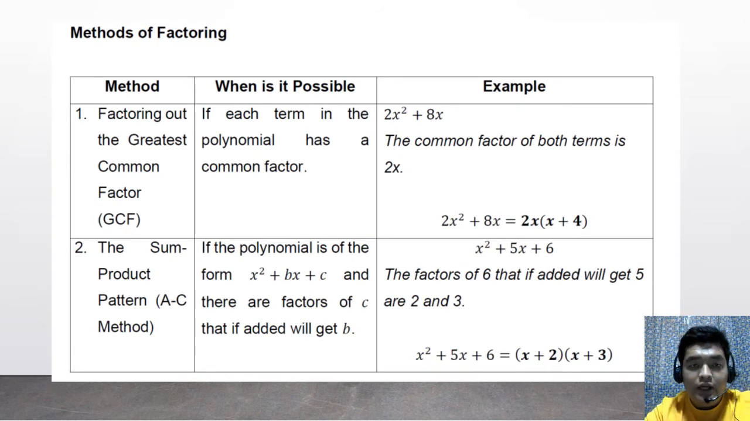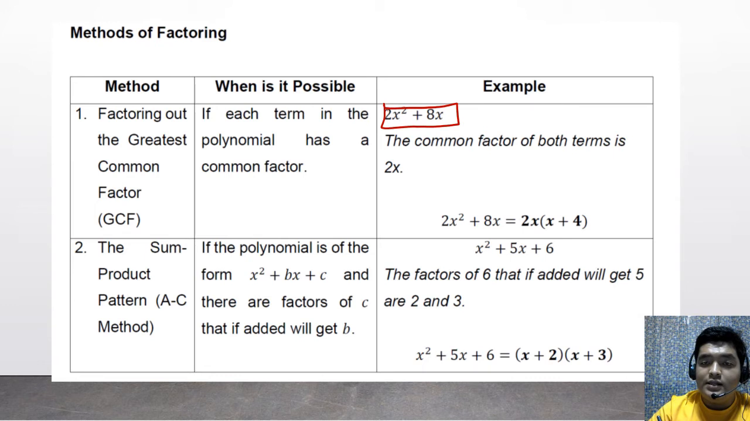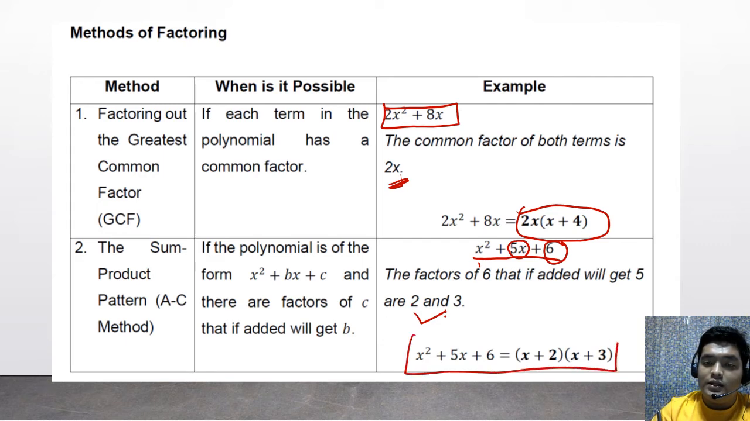So for methods of factoring, we have factoring the greatest common factor. So this is just a short review, no? So if you have 2x squared plus 8x, you have to factor out the common factor, which is 2x, no? 2 and 8. So this is the factored form. So we have another one, this is x squared plus 5x plus 6. To factor this, you have to find factors of 6 that, if you add them, the result is 5, right? So we have 2 and 3, multiply 2 times 3, that is 6. If we add, that is 5. So that is why we have x plus 2 and x plus 3.